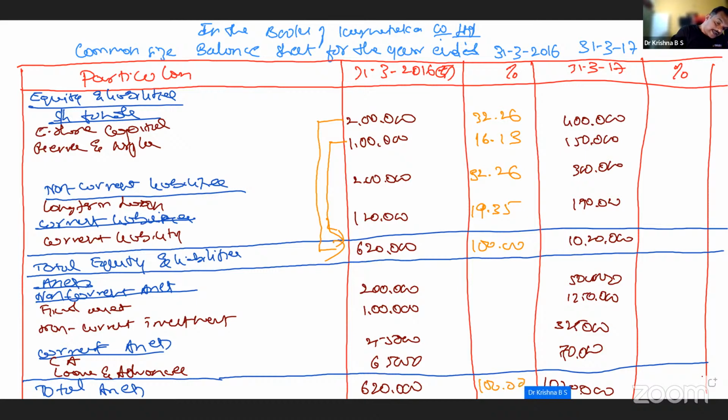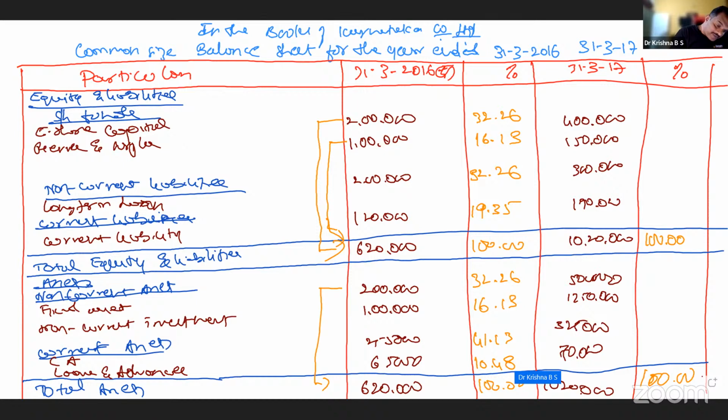Assets will also be 100. Next, assets. Again, 2 lakhs by 6 lakhs 20 into 100 is 32.26. 1 lakh by 6 lakhs 20 into 100 is 16.13. 2 lakhs 55,000 divided by 6 lakhs 20,000 into 100 will be 41.13. Then 65,000 divided by 6 lakhs 20 into 100 will be 10.48.